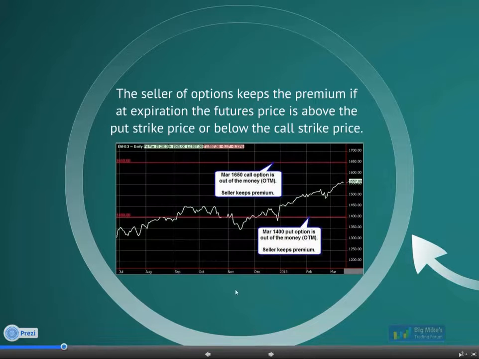So in this example on ES, or E-mini S&P 500s, if you sold a 1650 call, it's out of the money because the futures ended up at 1557, you would keep your premium. If you sold a March 1400 put, you would also keep all the premium you sold it for minus your costs because that's below the 1557.